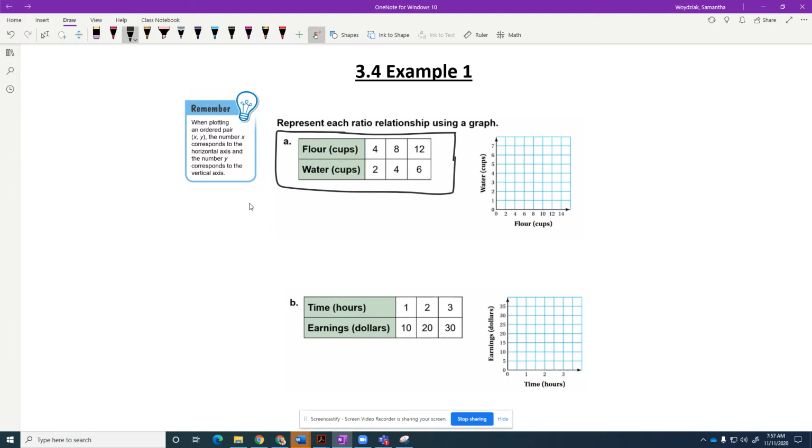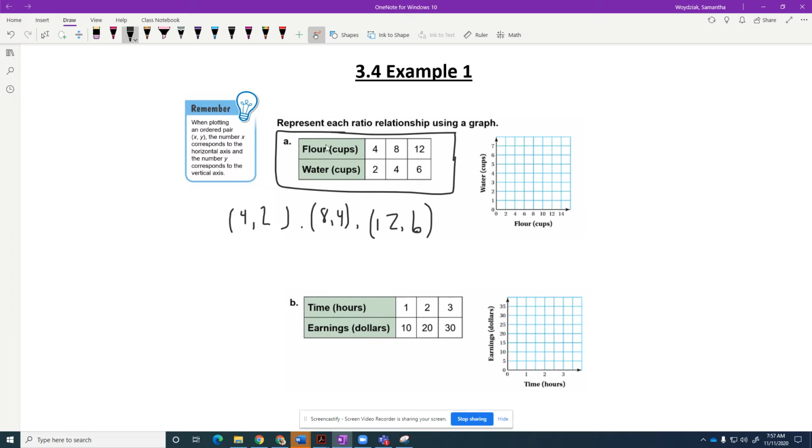So how that looks is if there's 4 cups of flour for every 2 cups of water, what that looks like is we're actually going to put parentheses, and we put 4, 2. So that's one of our ordered pairs. Our next ordered pair then, using that same logic, would be 8, 4. And our third ordered pair would be 12, 6. Okay. So whenever we do this, we are going to take a look.